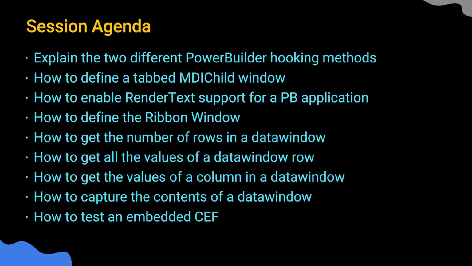I'm also going to talk about how to enable a feature that we call render text, which allows Essential Test, our automated testing tool, to see text that doesn't necessarily have a handle, it's not a real object, as an object. And you'll see why that's useful in automated testing of a PowerBuilder or PowerServer application. I'm going to talk about how to define the new ribbon window.